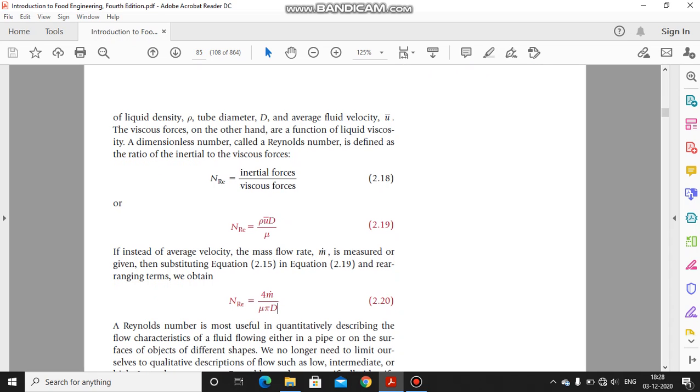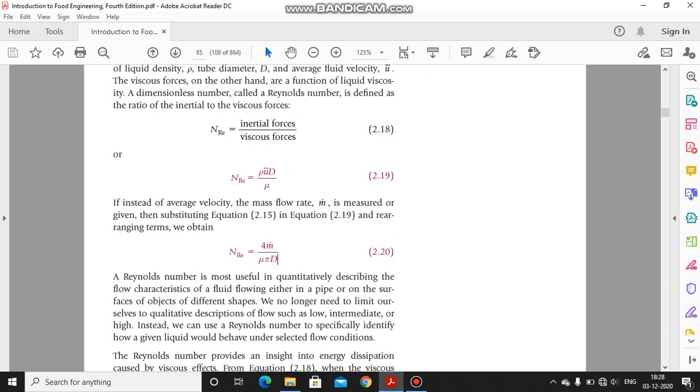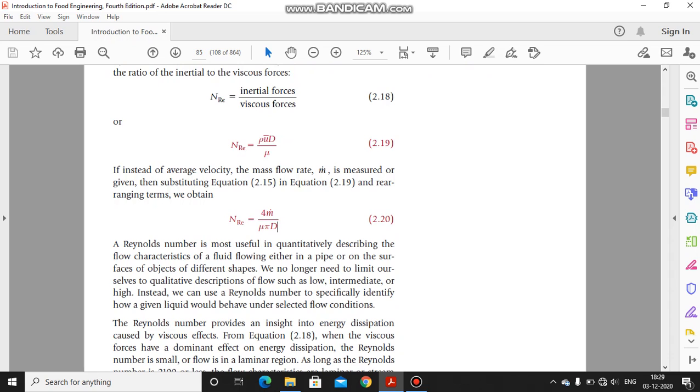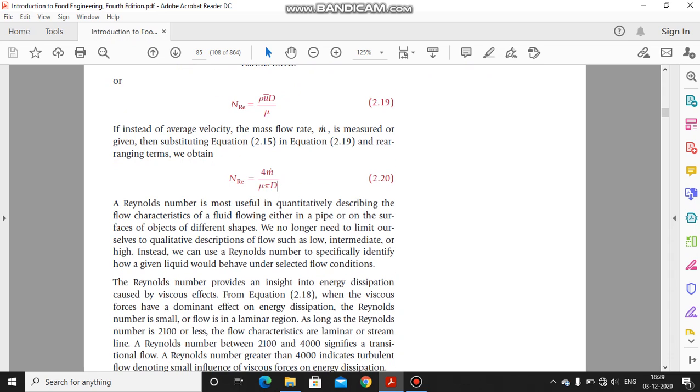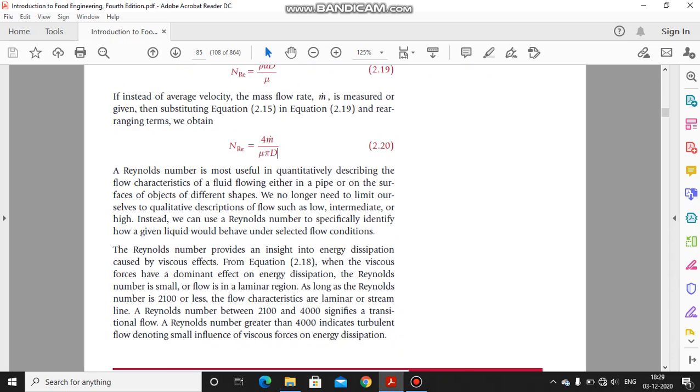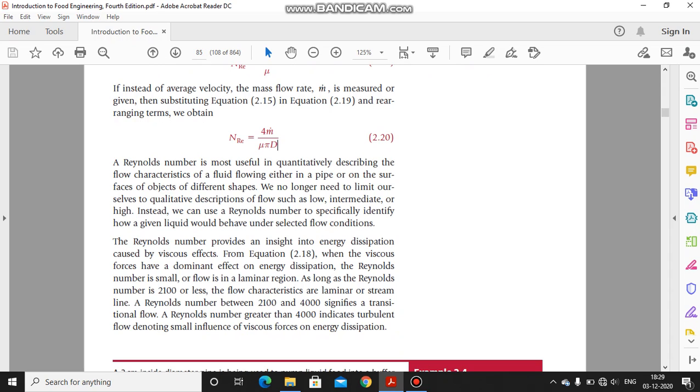So this Reynolds number is mostly useful in quantitatively describing the flow characteristics of a fluid flowing either in a pipe or on surfaces of objects of different shapes. If the Reynolds number is less than 2100, we can characterize the flow as laminar flow. If the Reynolds number is between 2100 and 4000, the flow can be signified as transitional flow.